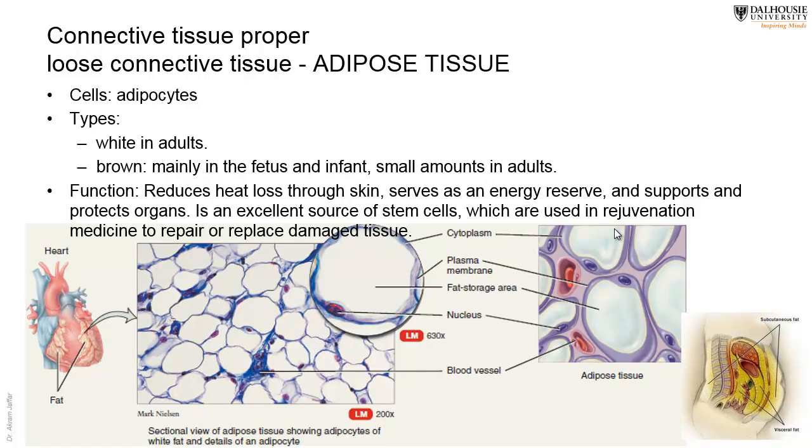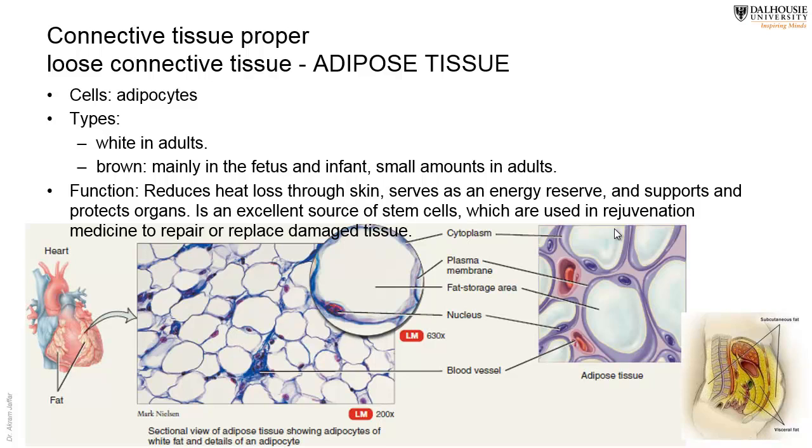The second type of loose connective tissue is the adipose tissue. And here we have one type of cells only, which is the adipocytes. So these adipocytes, as you can see them here, most of the cell cytoplasm contains fat droplets. And there is a rim of cytoplasm around the fat droplet, and the nucleus is present on the side. There are two types of this adipose tissue. We have white adipose tissue and brown adipose tissue.